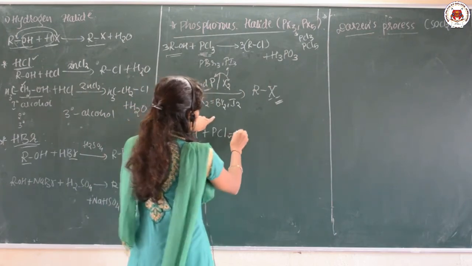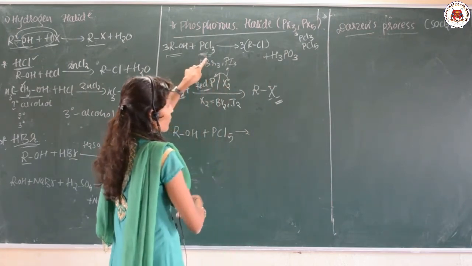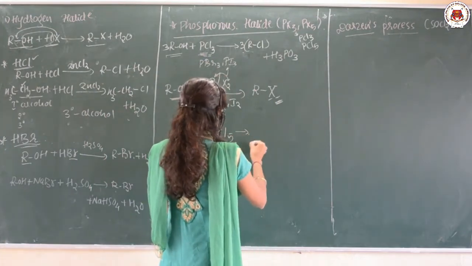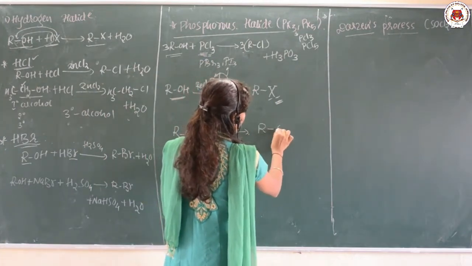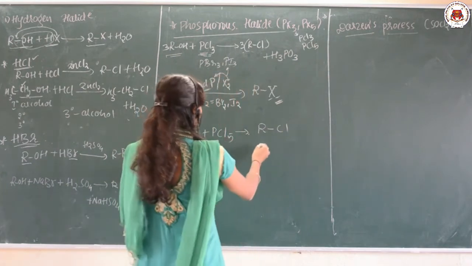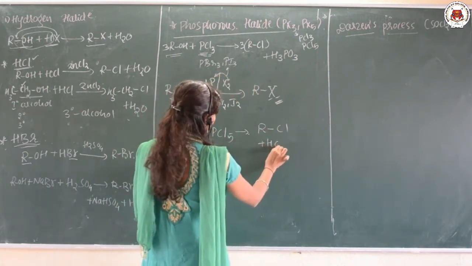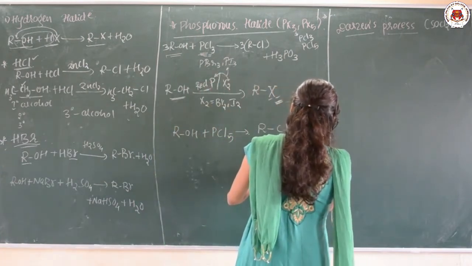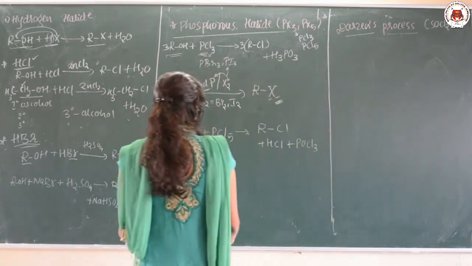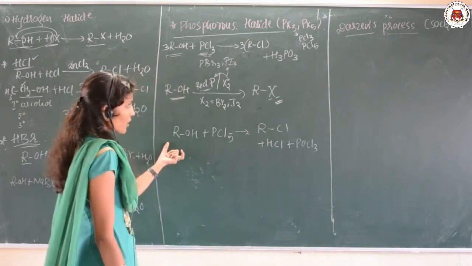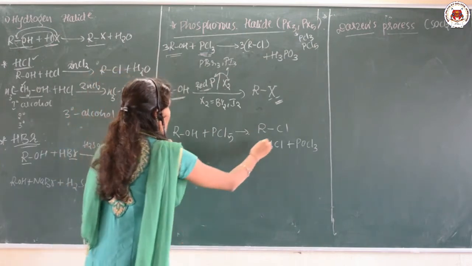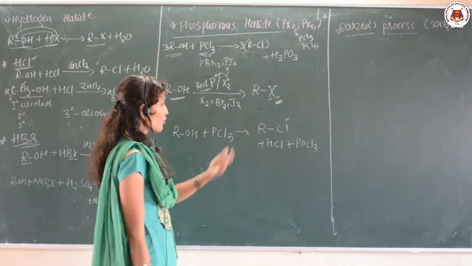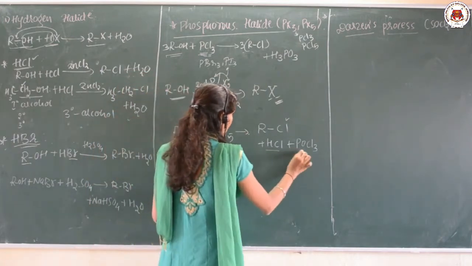what happens? ROH plus PCl5, instead of the trichloride we are using PCl5, we are going to get the required product, RCl itself, plus HCl will remain, and POCl3 is one more product. So, RCl is our desired product, and along with RCl we are going to get HCl and POCl3.